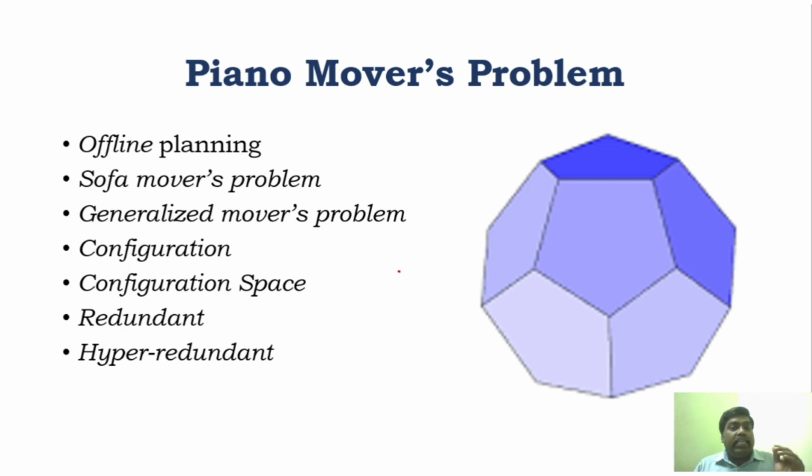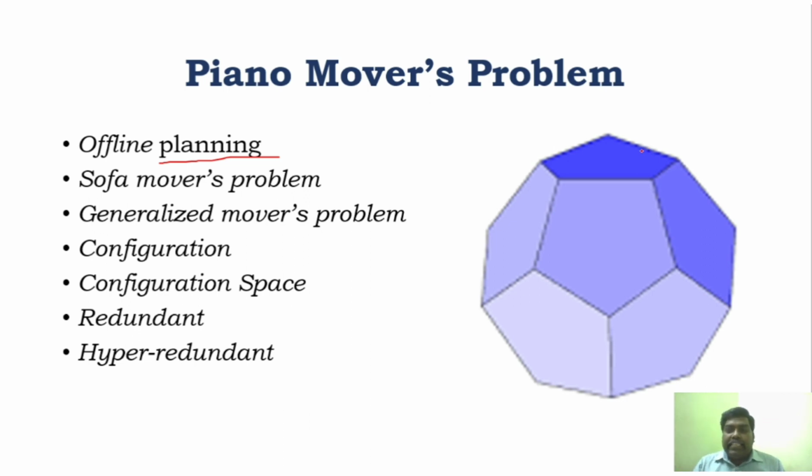The first one is offline planning. What is offline planning? Consider a particular robot. This robot is a polyhedron, a rigid body. Understand one thing: this is a rigid body. I'm just explaining what offline planning is and what the piano movers problem is.